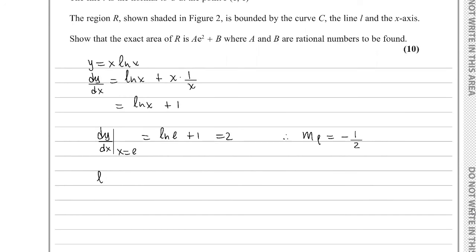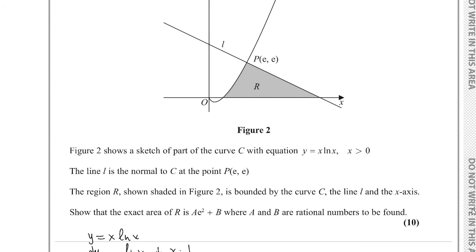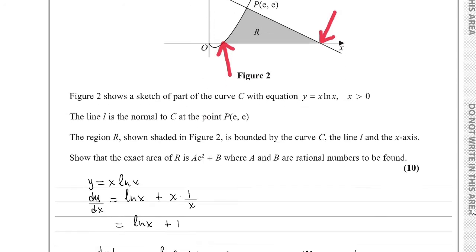So the equation of L would be y minus y1 is m times x minus x1. So y minus e is minus a half x plus e over 2, leading to y is minus a half x plus 3e over 2. If you look at the graph once more, we are certainly interested in the point where the normal will cut through the x-axis, but also the point at which the curve C is cutting through the x-axis. So let's start with that.